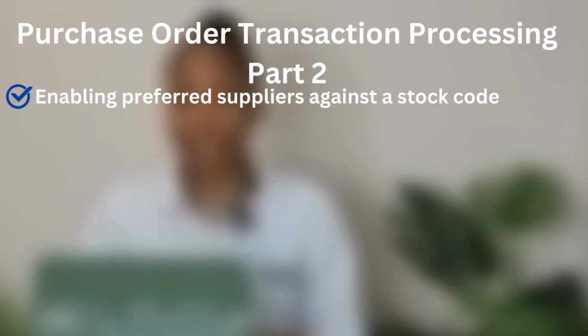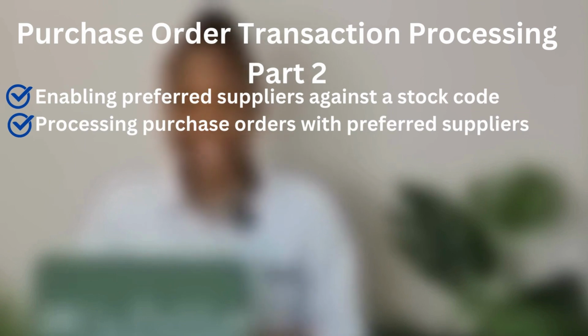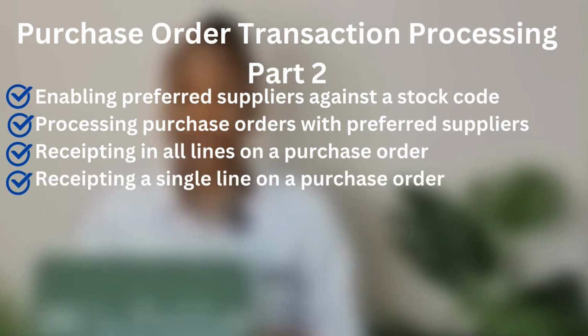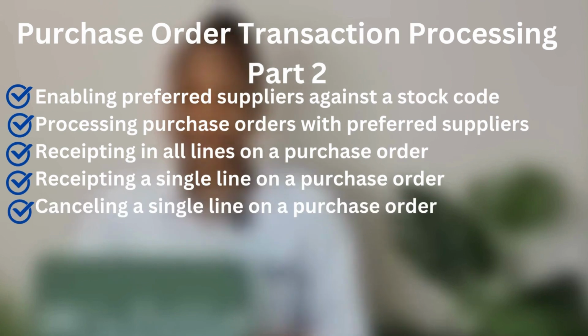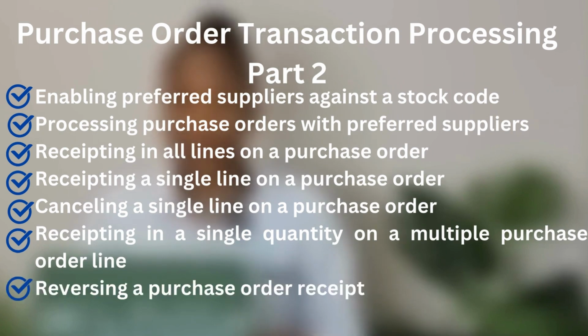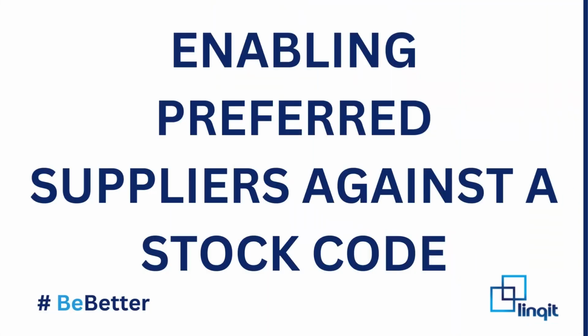This tutorial will include the following: enable preferred suppliers against a stock code, processing purchase orders with preferred suppliers, receipting in all lines of a purchase order, receipting in a single line of a purchase order, canceling a single line on a purchase order, receipting a single quantity on a multiple purchase order line, and lastly, reversing a purchase order receipt.